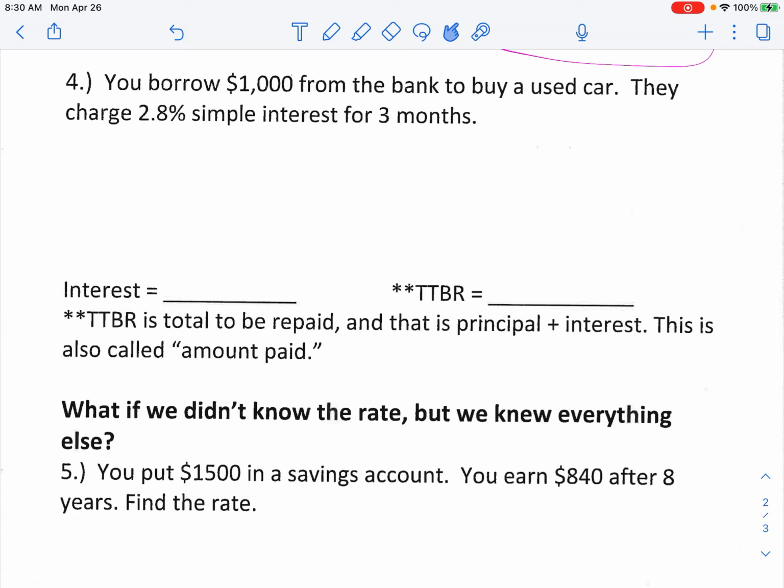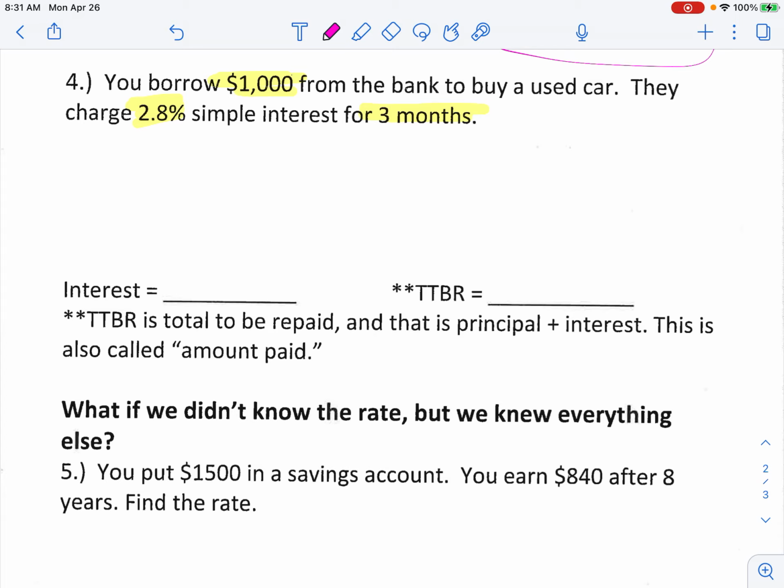All right, this problem is going to be a little bit different because now it says that you borrow $1,000 from the bank to buy a used car. So let's say that you've graduated from high school, you're going to college, and you need a car. So you find a car for $1,000, you don't have $1,000, so you have to go to the bank and they will loan you $1,000 to buy the car, but you have to pay the bank back. You not only pay them back the $1,000, they're also going to charge you interest on your loan. So you borrow $1,000 from the bank. They charge 2.8% interest for 3 months.